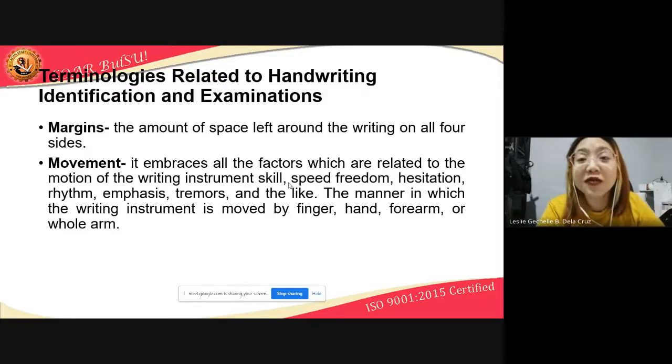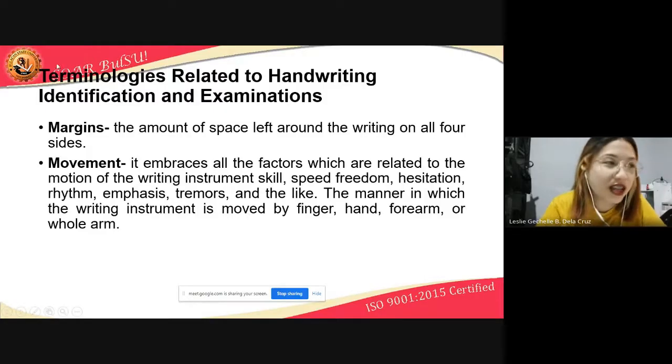Margins. The amount of space left around the writing on all four sides. So, I think you know margin already. Ito nasa gilid. That's your margin.